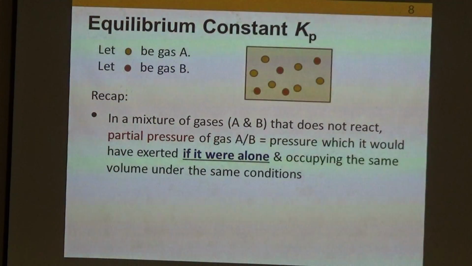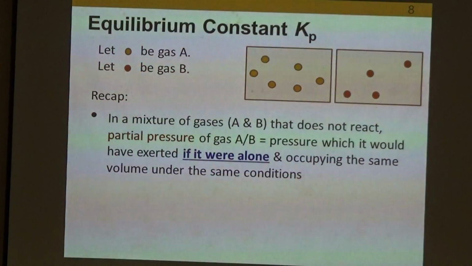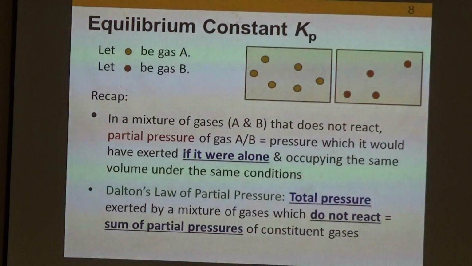So this is basically a recap. If you have a mixture of gases that are not reacting, the partial pressure of, let's say, A is the same as the pressure it would have if it was alone and occupying the same volume under the same conditions. So, the total pressure is equal to the sum of the partial pressures. This also was in the gases lecture, which you already know.